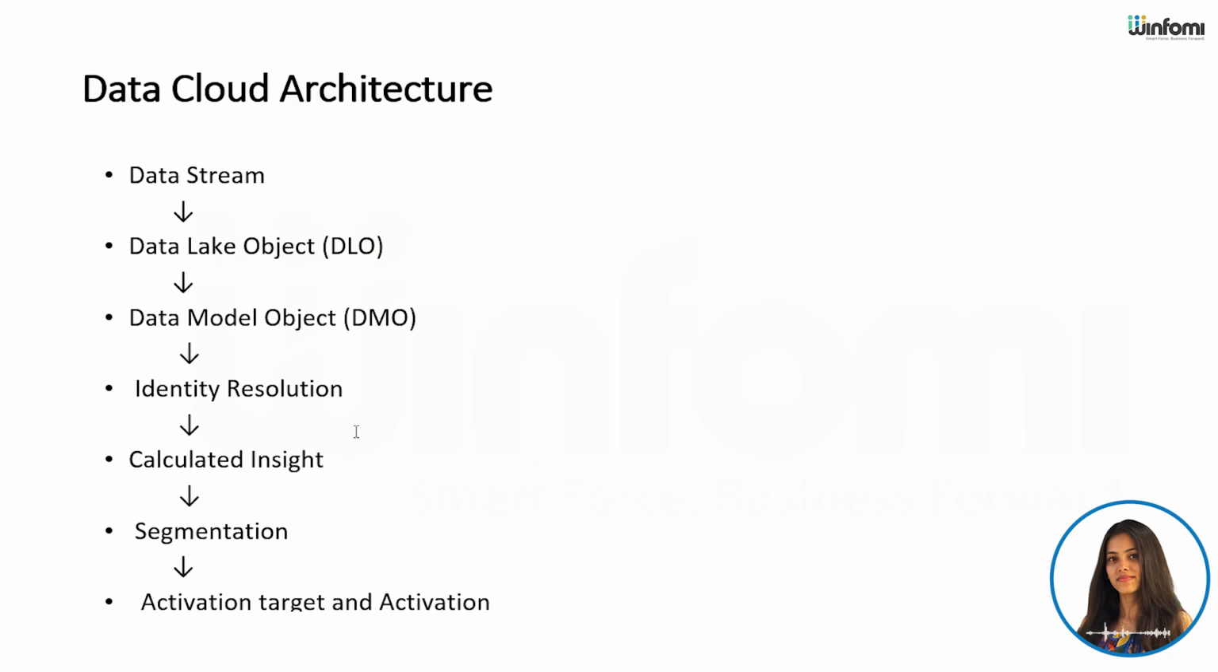So this is the Data Cloud architecture. First we connect the data from the data stream, and then it moves to the data lake object. The data lake object is created automatically when the data stream pulls the data from the connected source, and then it is moved to the data model object. In the data lake object, the data is in raw mode, and when it is mapped to the data model object, it becomes intelligent data in a structured format.